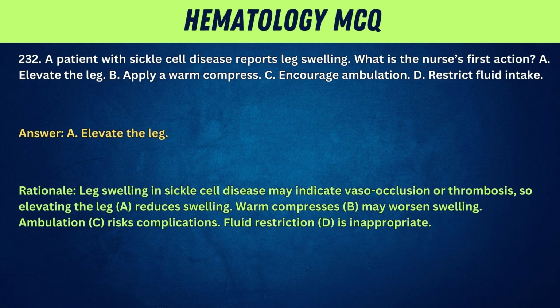232. A patient with sickle cell disease reports leg swelling. What is the nurse's first action? A. Elevate the leg. B. Apply a warm compress. C. Encourage ambulation. D. Restrict fluid intake. Answer: A. Elevate the leg. Rationale: leg swelling in sickle cell disease may indicate vaso-occlusion or thrombosis, so elevating the leg, A, reduces swelling. Warm compresses, B, may worsen swelling. Ambulation, C, risks complications. Fluid restriction, D, is inappropriate.